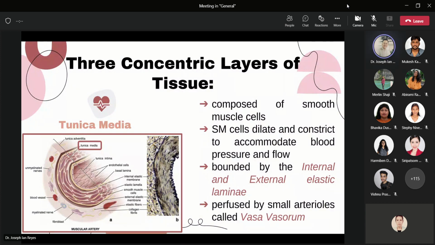Next would be your tunica media, your second layer. This tunica media is composed of smooth muscle cells, and it dilates and constricts to accommodate blood pressure and blood flow. It is bounded by your internal and external elastic lamellae, because between the tunica intima and tunica media you have your internal elastic membrane, and between this and the outer layer would be your external. It is perfused by small arterioles called the vasa vasorum.